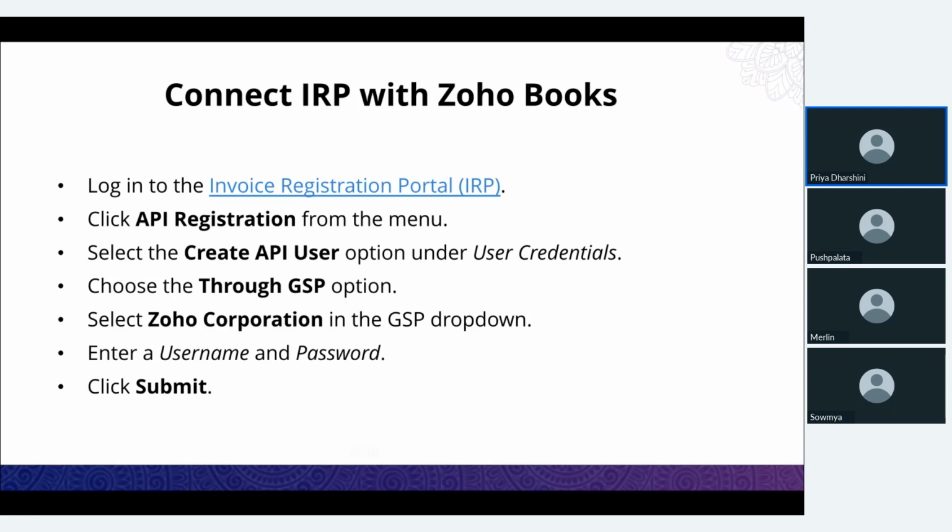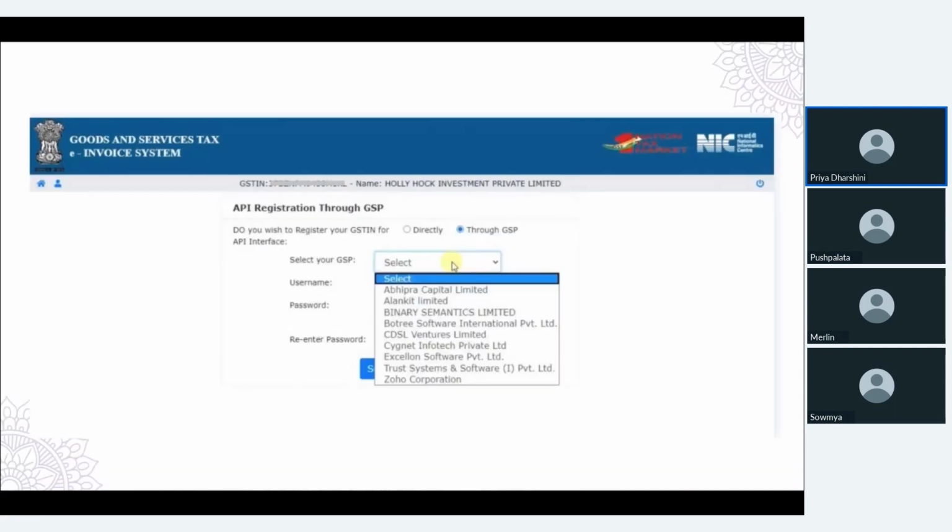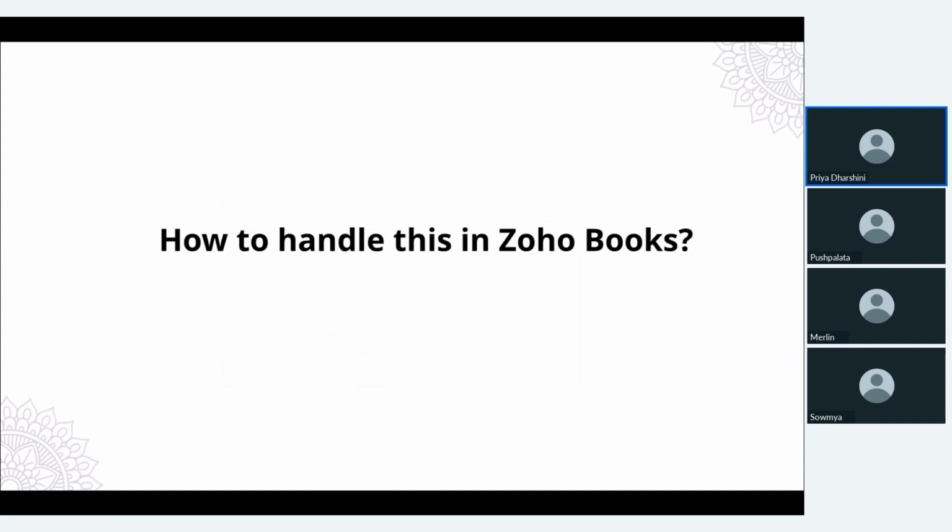So this is how the page will look. Once you click on API registration, you need to select through GSP, and in the drop down select Zoho Corporation. Once you do it, you can see it's asking you for another username and password. These are not the login credentials which we use, but another set of credentials for GSP registration. So please make a note of this, because these are the credentials which we will be updating in Zoho Books. Now once we have done this, let's have a walkthrough of how this is being handled in Zoho Books.